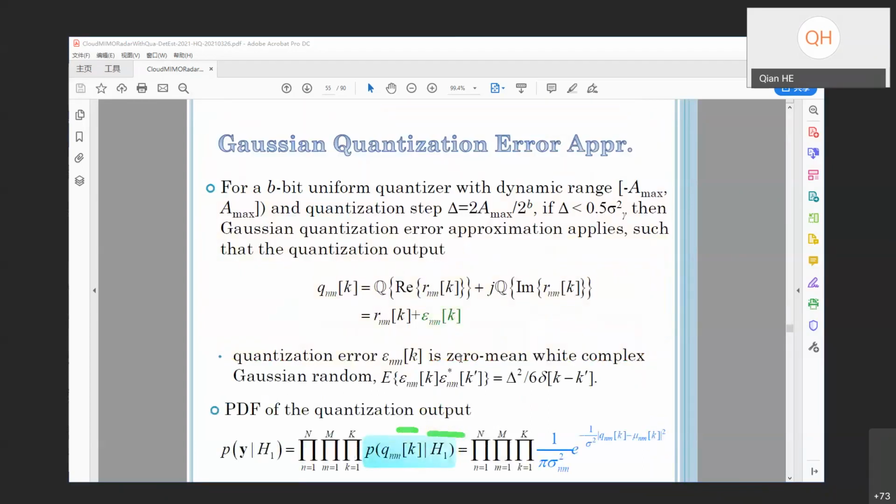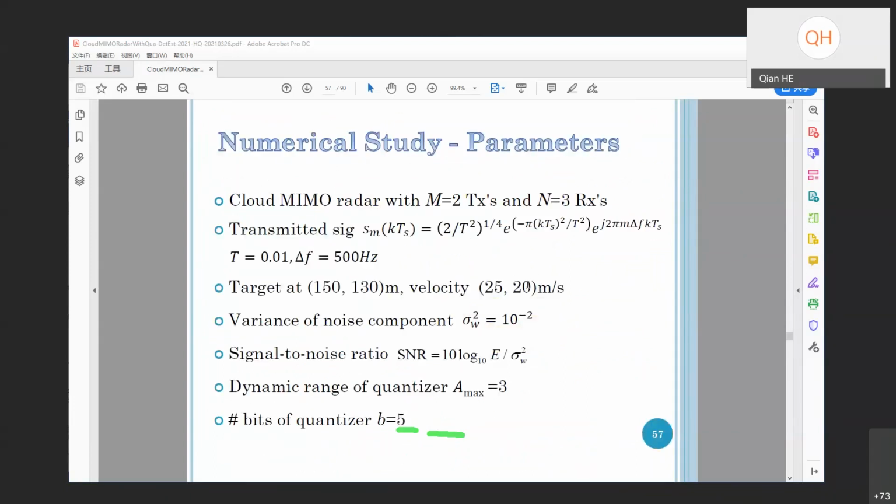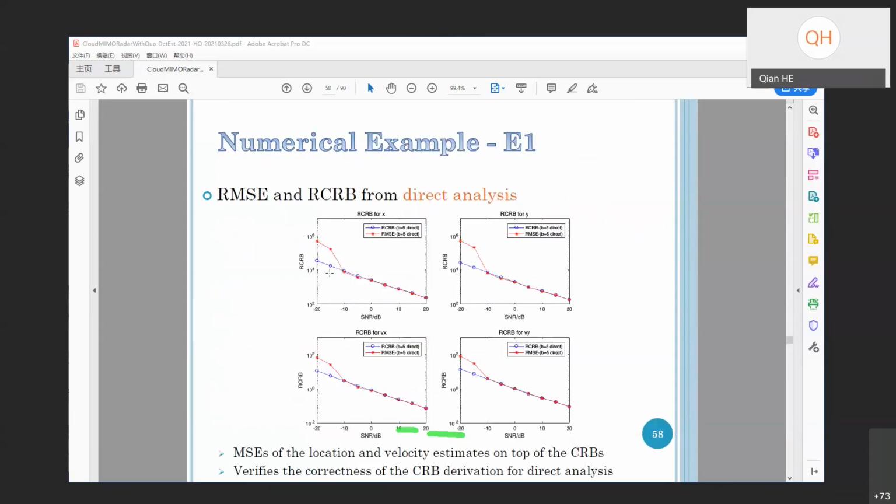But the alternative way is, again, you use the Gaussian quantization approximation, but right now you're doing the estimation problem. You do the same thing, and it turns out the Fisher information and also the Cramer bound look very friendly. And again, your calculation can be made in closed form and looks very nice and beautiful, and you can do some further analysis, optimizations, whatever you like. And this is a numerical result.